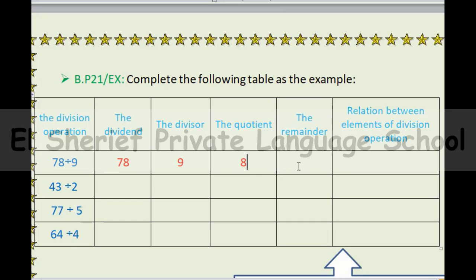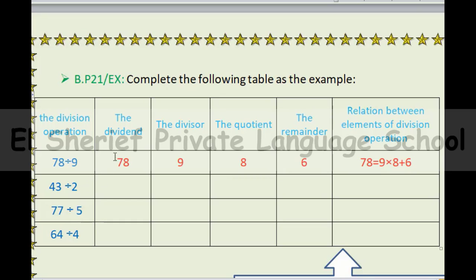And the remainder: 78 minus 72. 8 minus 2, as we know, equals 6, and 7 minus 7 equals 0. So here we write 6. So, like the previous example, 78 equals 9 times 8, sorry, plus what? Plus 6. So 78: 9 times 8 equals 72, plus 6 equals 78.